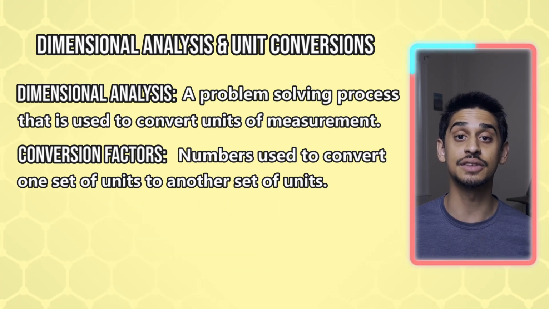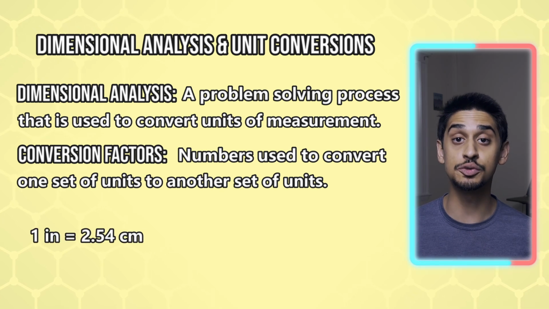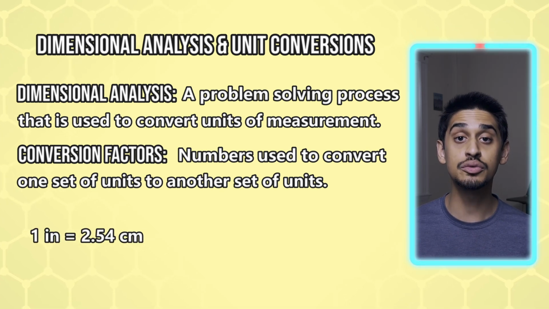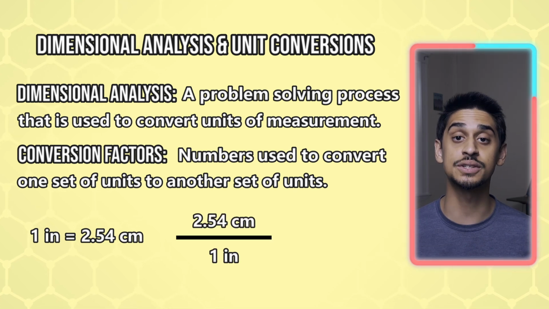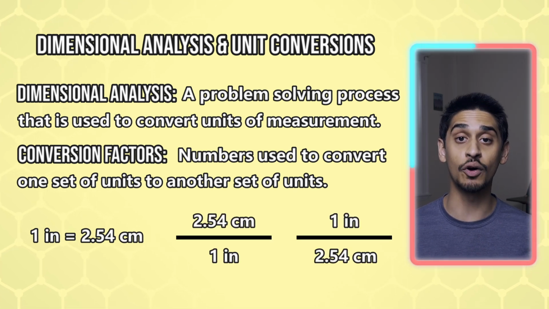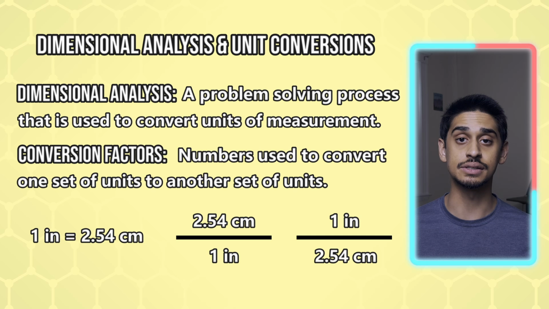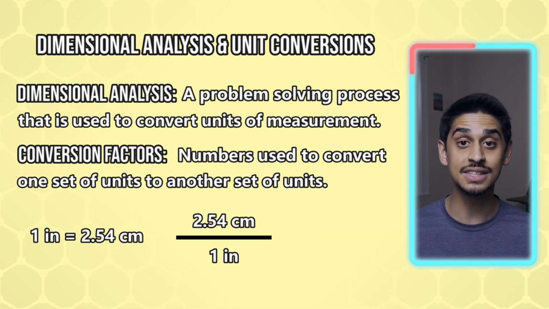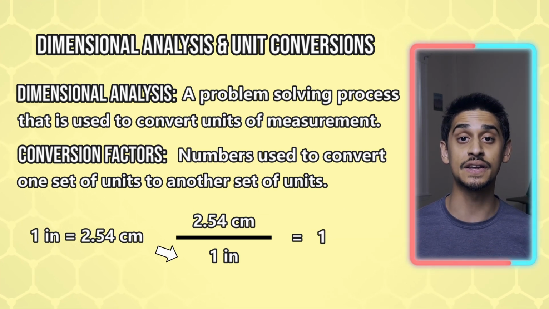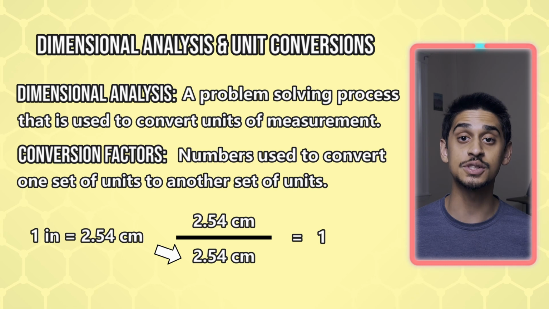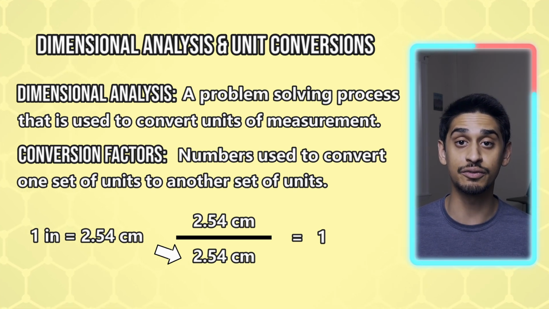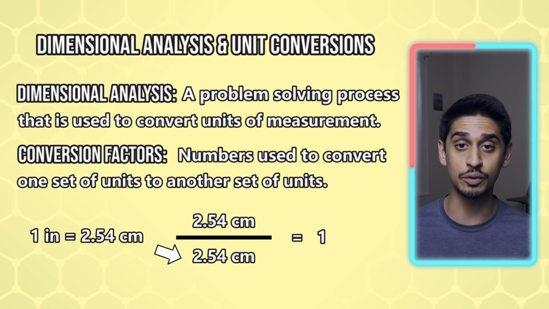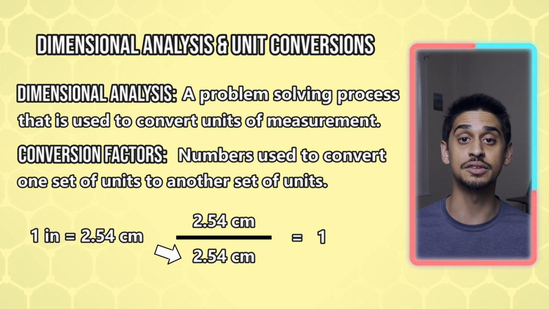To demonstrate this, let's use the equation 1 inch equals 2.54 centimeters. There are two unit conversion relationships we can write using this expression: 2.54 centimeters over 1 inch and 1 inch over 2.54 centimeters. Let's focus on one of the conversion factors. This expression here equals 1 because if I substitute in 2.54 centimeters for 1 inch using this expression, it becomes 2.54 centimeters over 2.54 centimeters, and everything cancels out to equal 1.